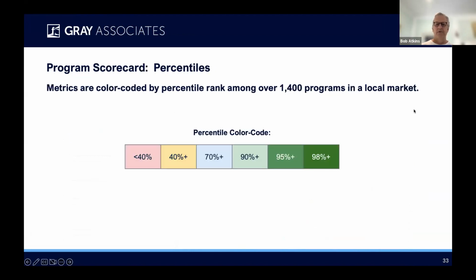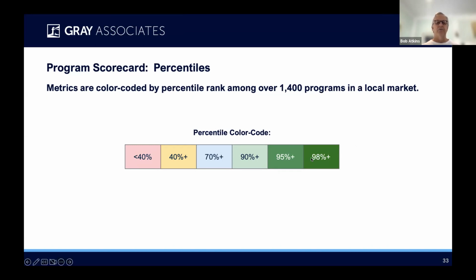So on into our system. A couple things to keep in mind here. We do percentile things. Well, you might ask yourself, percent of what? Well, it's a percent of 1,400 to 1,500 programs that we keep track of in our systems. So something that's a 98th percentile or higher is one of the 30 most attractive programs on that particular metric.